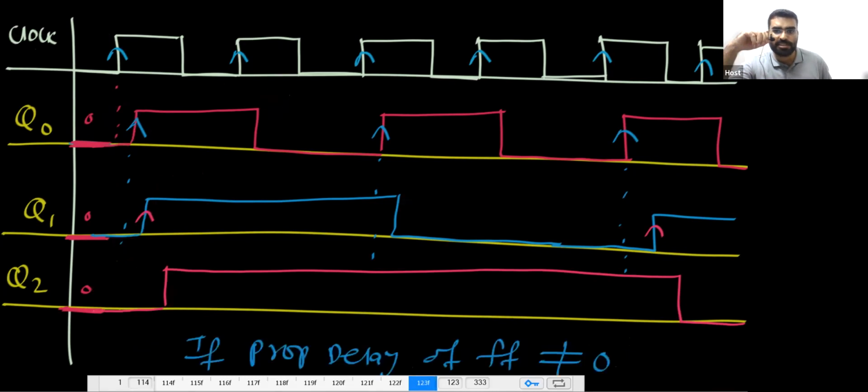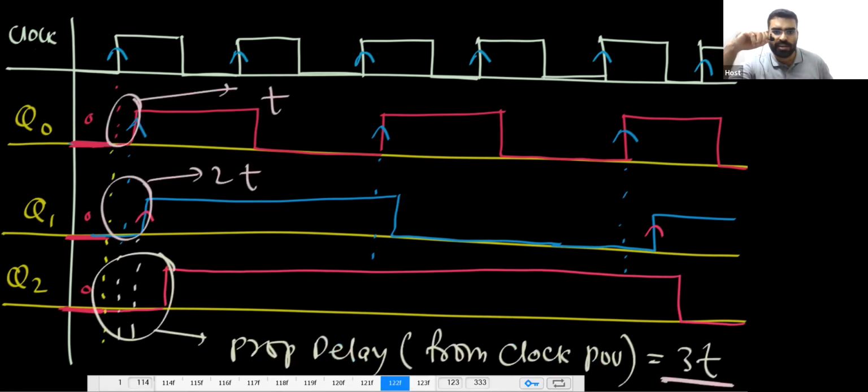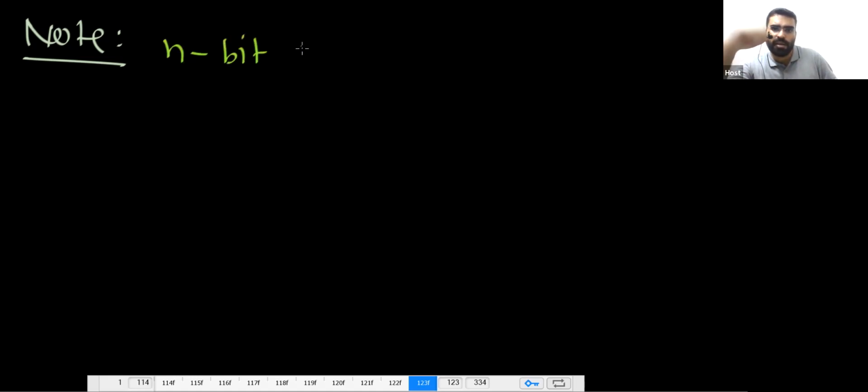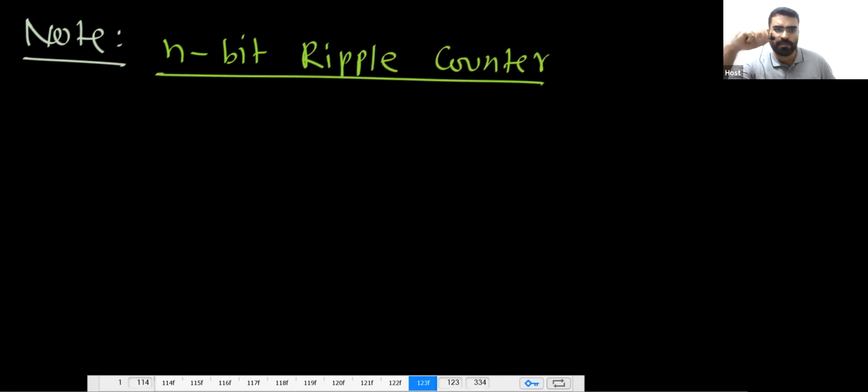Now, one more very interesting thing. Let's assume you have n devices. This is a node that you want to study. If you have an n-bit ripple counter, what will happen? What will be the final propagation delay?